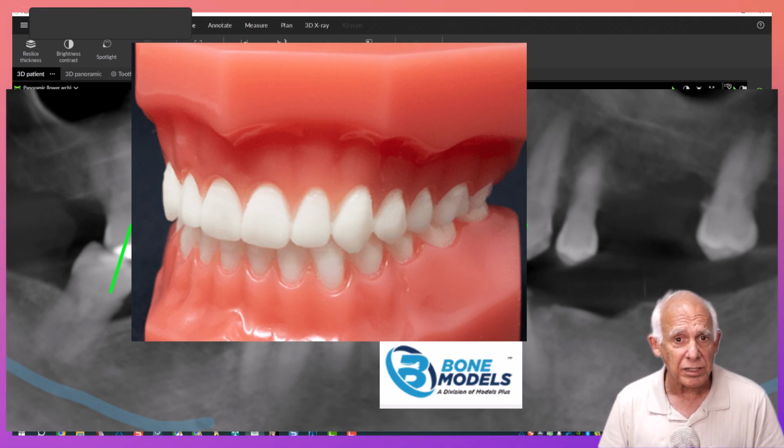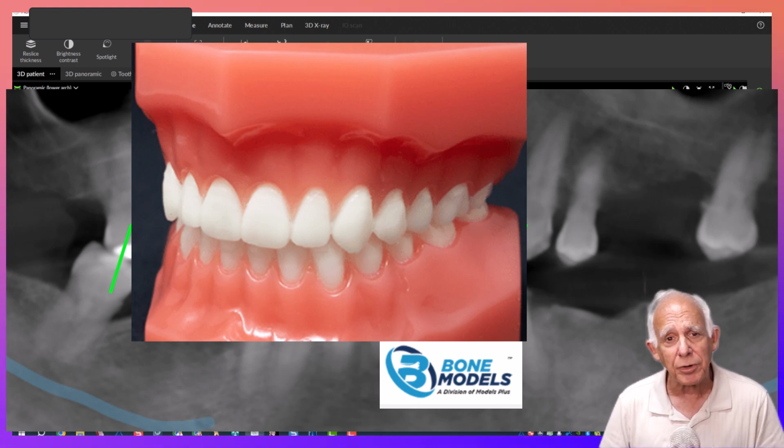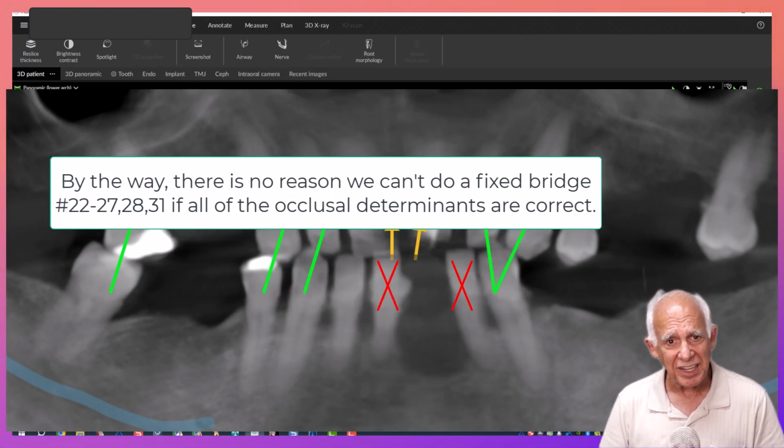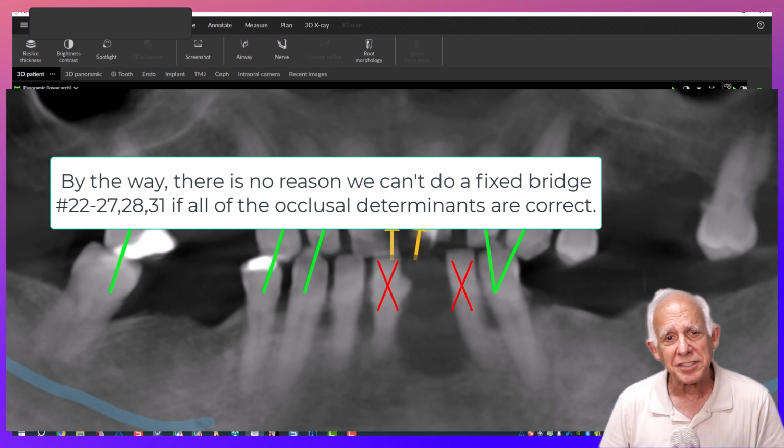And then later on, when he can afford to do the upper, then we can do the upper implant supported prosthesis as well. It may not be bad though, because we want to make sure the patient is going to take care of it. It may not be bad for the patient to go through a trial period with his natural teeth first and make sure that he can take care of it before he invests in dental implants.